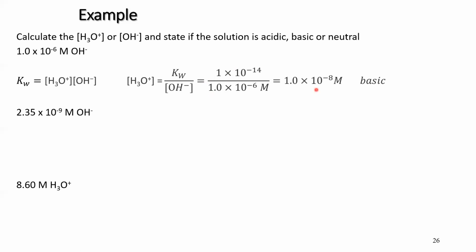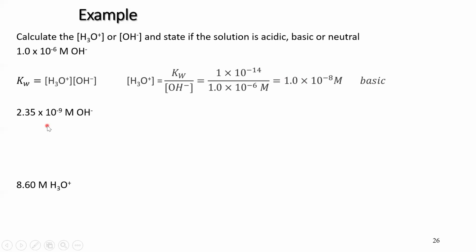Now, since the hydronium ion concentration is less than 1.0 times 10 to the minus 7, it's a basic solution. The hydronium ion concentration is less than the hydroxide ion concentration. That's what makes it a basic solution.